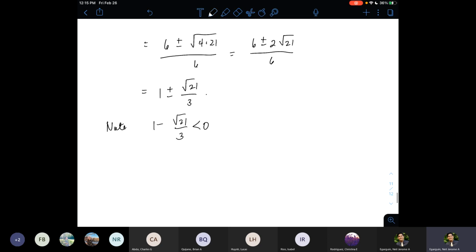But 1 plus root 21 over 3 is our desired value for C, because it's positive, and the mean value theorem guarantees that there would be a number on the interval 0 to 4 that will give us where the function will attain its average value. It is not the negative, this is not 1 minus root 21 over 3, so it must be the other one. And true enough, if you use a calculator to verify, this is about 2.51 or 2.52, which is still inside the interval 0 to 4.